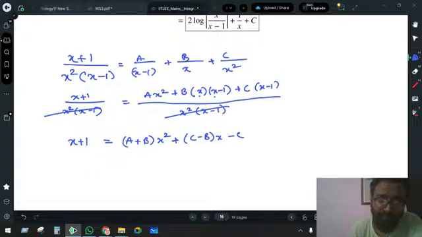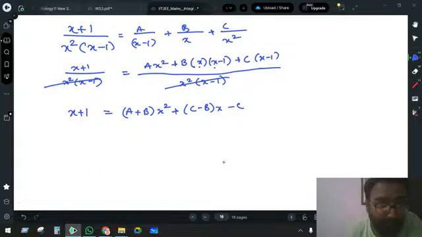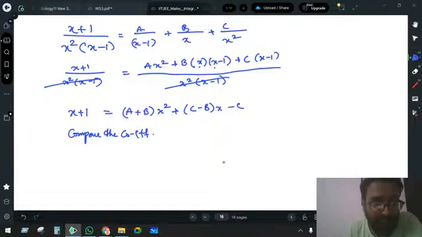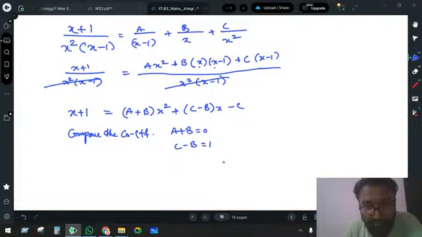Clear? So here what you have to do is compare the coefficients. Is there any x square term in the left hand side? No. Therefore, A plus B is equal to 0. What is the coefficient of x? Here it is 1, and here it is C minus B. Therefore, C minus B is equal to 1. What is the constant? It is 1 on the left, and minus C on the right hand side. So minus C is equal to 1.